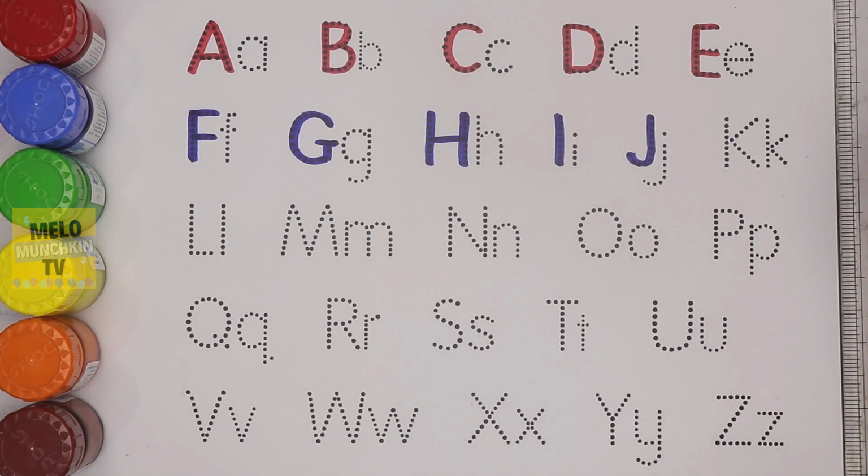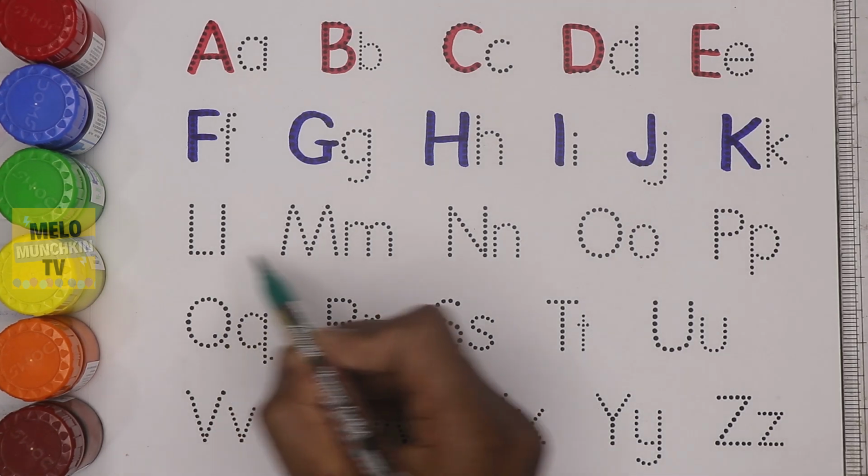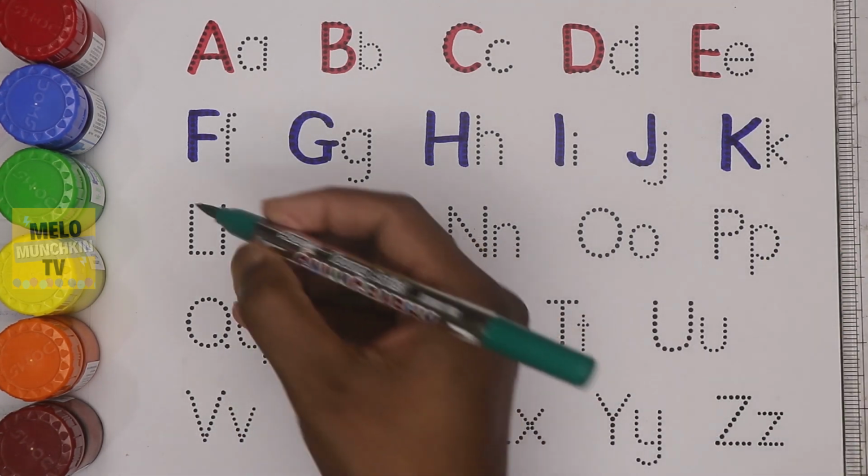J for jug. K. K for kite. Next I'll take dark green color to write the third line. Okay, so after K it is L.